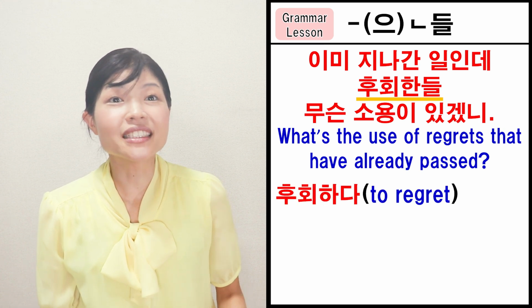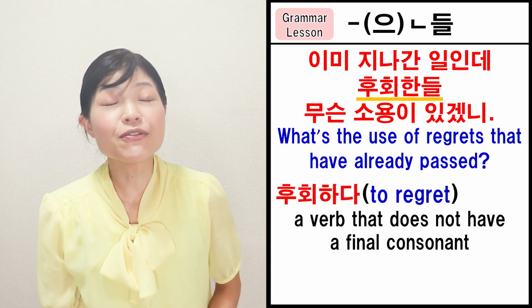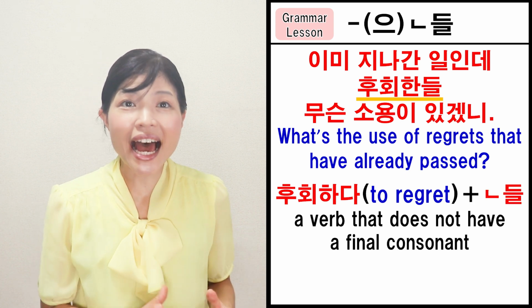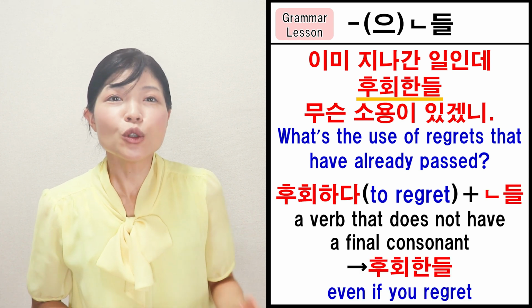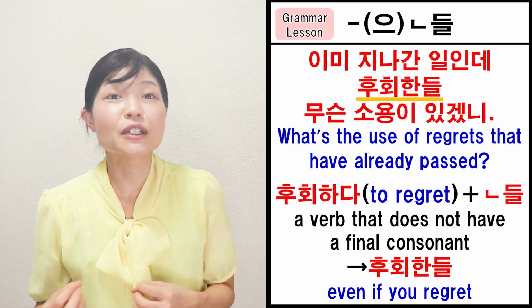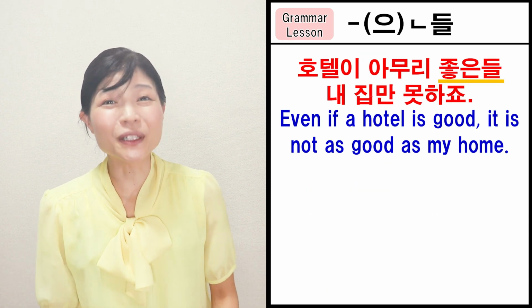후회하다, to regret, is a verb that does not have a final consonant. So you attach 니은들 to make 후회한들, even if you regret. Let's see the next example.